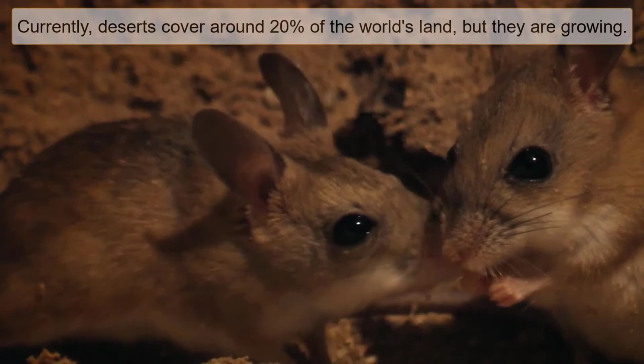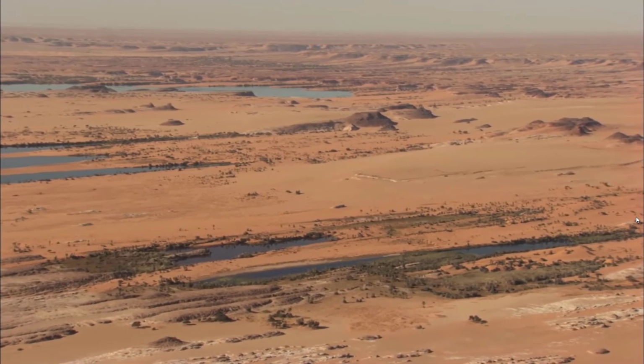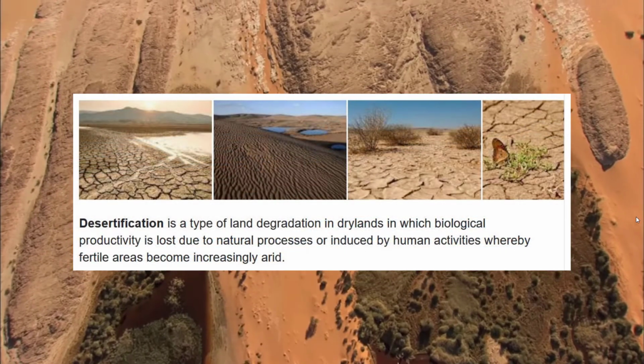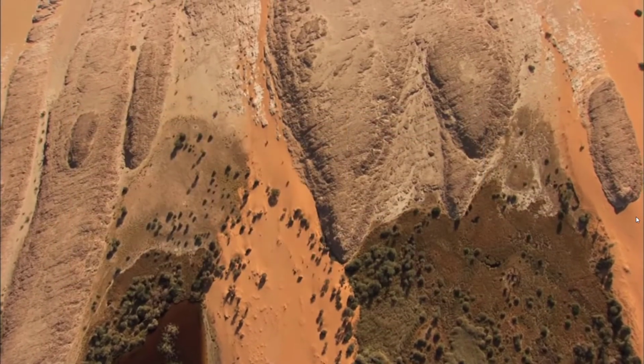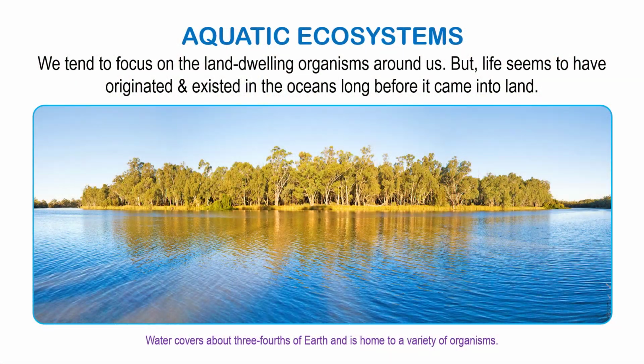Currently, deserts cover around 20% of the world's land, but they are growing. They call this desertification, and of course, it's caused by different factors including human activities. Let's now have the aquatic ecosystems.